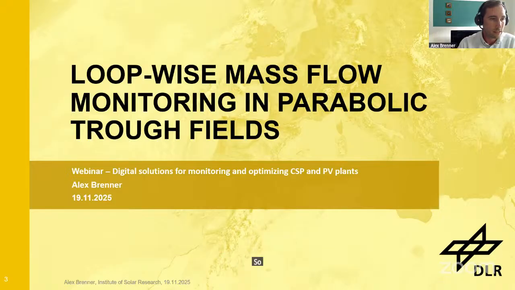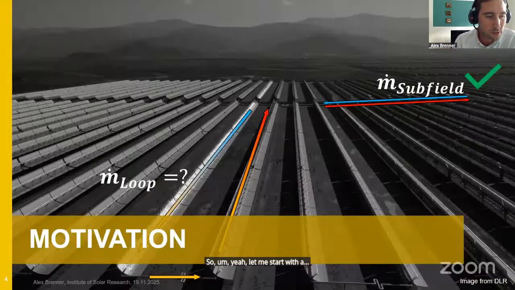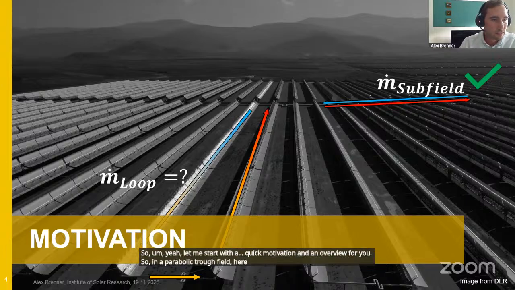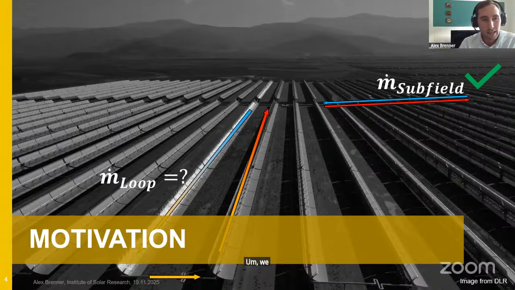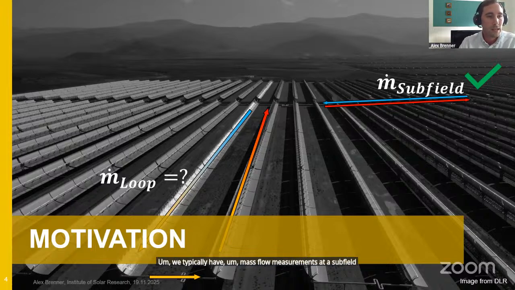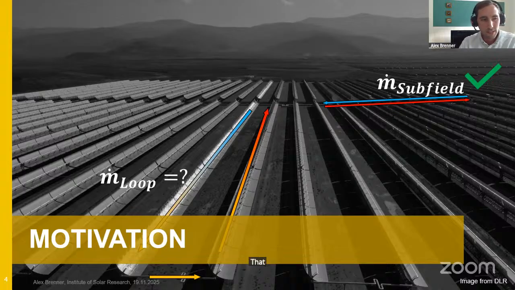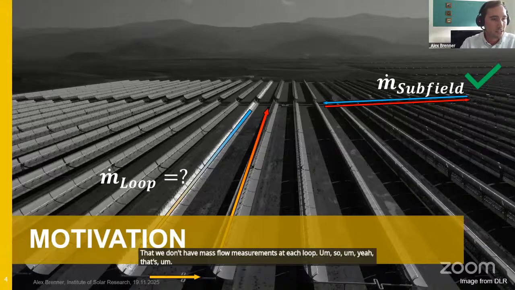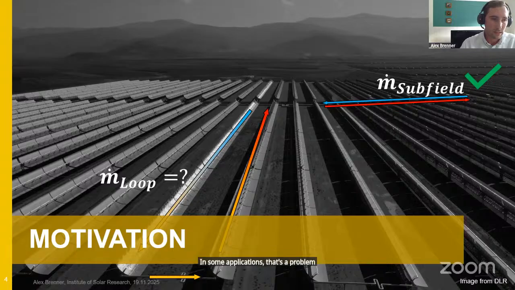So yeah, let me start with a quick motivation and an overview for you. In a parabolic trough field, here we have an aerial view of a parabolic trough field. We typically have mass flow measurements at a subfield level, but we don't have mass flow measurements at each loop. In some applications that's a problem, because the loop mass flow would also be interesting.